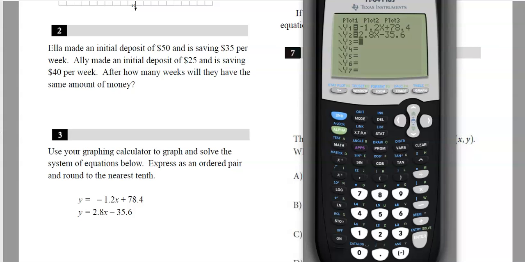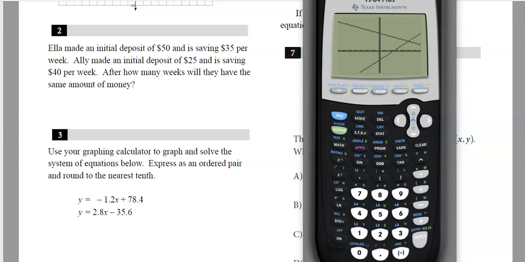All right, I'm trying to figure out where they cross. It says graph and solve the systems of equations, express using an ordered pair. So I go ahead and I graph these jokers. Hey, I got lucky. They actually crossed right there.